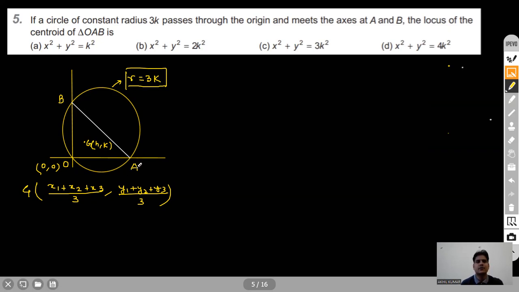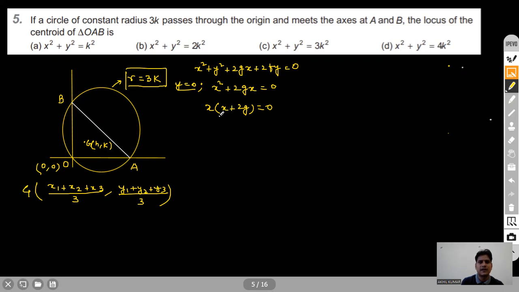So for finding the coordinates of A, since it is the x-intercept, we can put y equal to 0. Suppose I'm taking the equation of the circle as x square plus y square plus 2gx plus 2fy is equal to 0. C will be 0 here since it is passing through the origin. So for finding A, I am putting y equal to 0. It will become x square plus 2gx is equal to 0. So x into (x plus 2g) equal to 0. This is quadratic in x and has roots x equal to 0 or x equal to minus 2g, right? So this x equal to minus 2g is nothing but the coordinate of A.